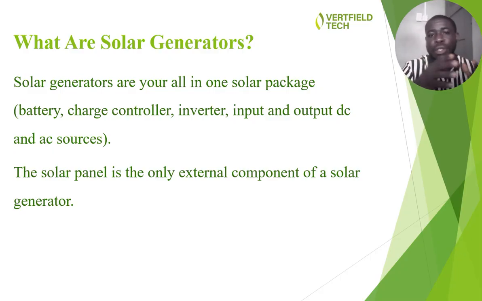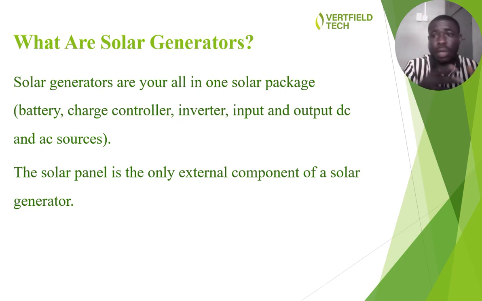So your solar generator is made up of different parts that are coupled together and inserted in one box to make it easy and handy for you, and even cheaper. It contains your battery, your charge controller, your inverter system, your input and AC output sources, where you can charge or plug things in. The solar panel is the only external component of your solar generator. So when you hear solar generator, it's just an all-in-one package.